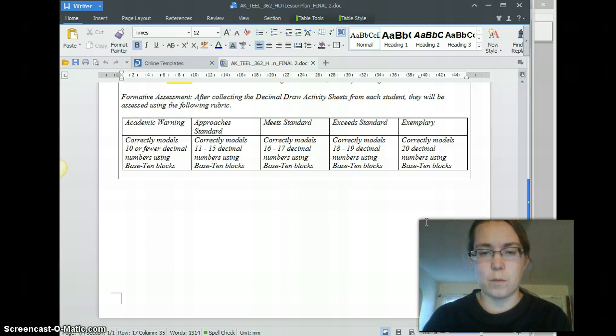But originally my rubric was exemplary was 20 out of 20, exceed standard was 18 or 19 out of 20, meet standard would have been 16 or 17 out of 20, approaches standard would have been 11 to 15 out of 20, and 10 or fewer would have been academic warning. And I would use these results to go back and reteach as needed.